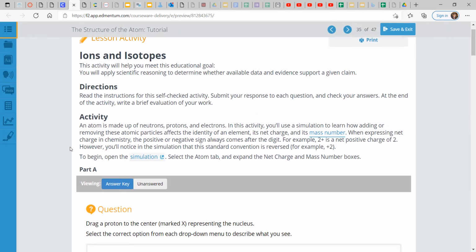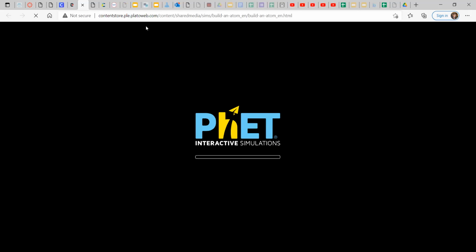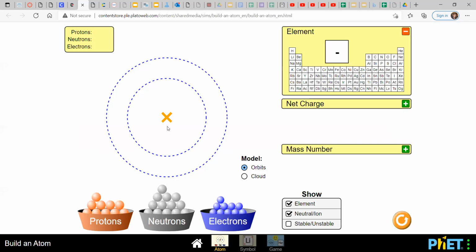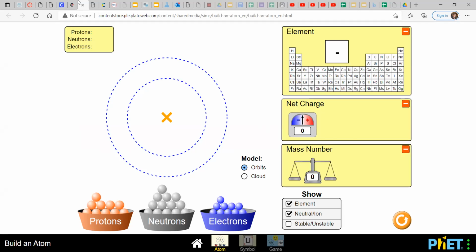When expressing net charge in chemistry, the positive or negative sign always comes after the digit. For example, 2+ is a net positive charge of 2. However, you'll notice in this simulation that the standard convention is reversed, so +2. We're going to open the simulation, select the Atom tab, and expand the net charge and mass number boxes.